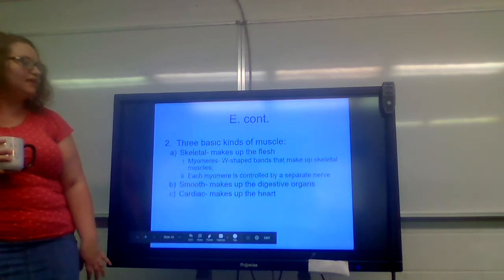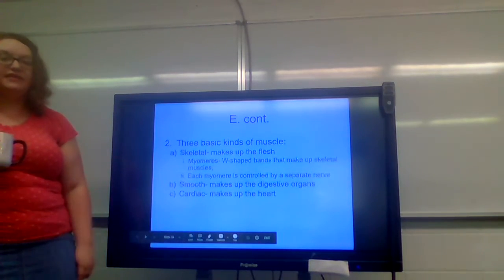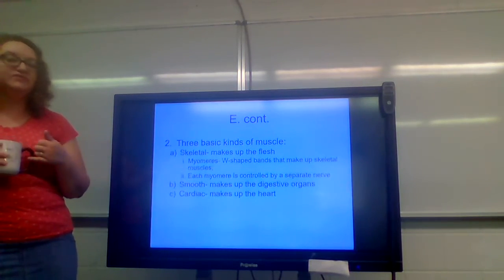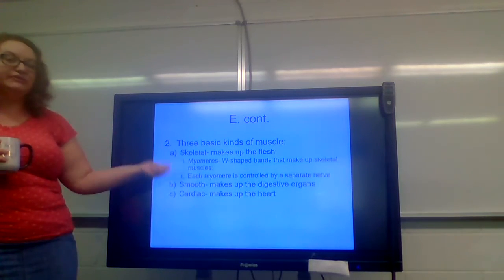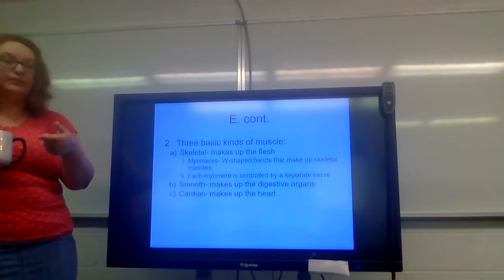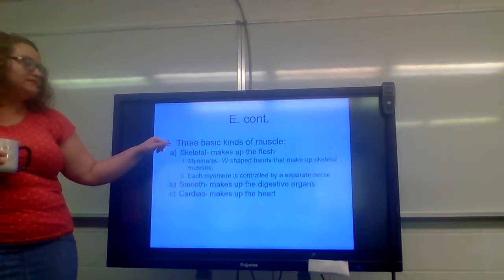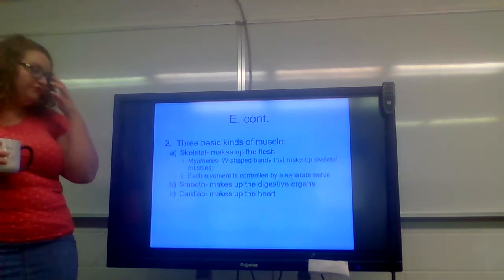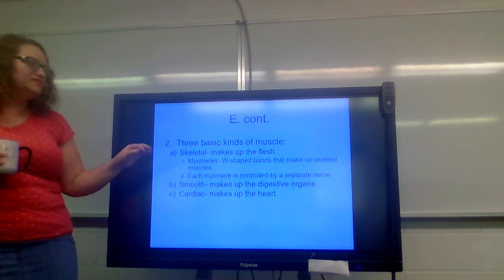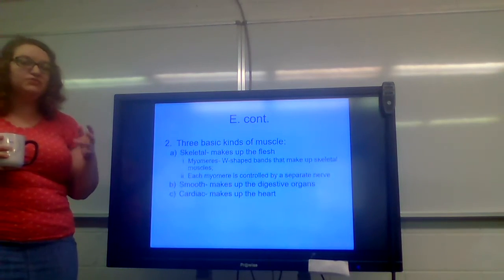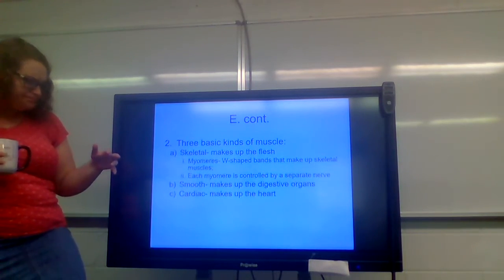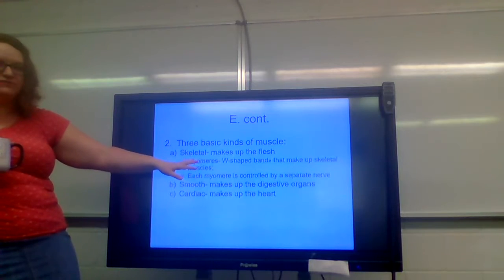Three basic kinds of muscle that you will find in a fish. You will also find these types of muscles in other vertebrates. You can even find these muscles in your body. You have the skeletal muscle, which makes up the flesh. Now, the skeletal muscle is composed of these special W-shaped bands called myomeres, okay?